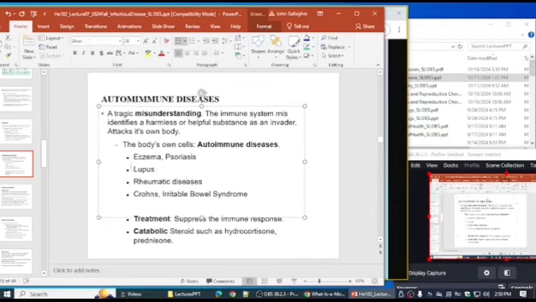And here are some diseases that are known to be autoimmune: eczema, lupus, rheumatic fever, rheumatoid arthritis, Crohn's and irritable bowel syndrome. These are all autoimmune. And sure enough, if you look at the treatments for them, it's some kind of steroid, a catabolic steroid. And that's a big clue that it's autoimmune.